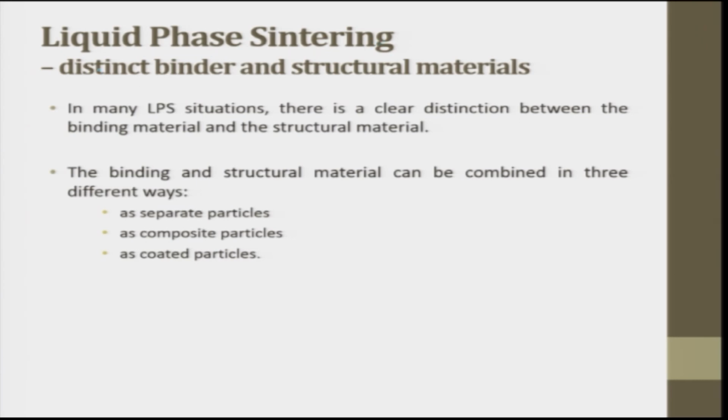So liquid phase sintering, distinct binder and structural materials. In many LPS, liquid phase sintering, situations, there is a clear distinction between the binding material and the structural material. These are binding material. Very clear distinction was there. The binding and the structural material can be combined in three different ways: as separate particles, as composite particles, and as coated particles. You can have any of these three and then you can start doing.